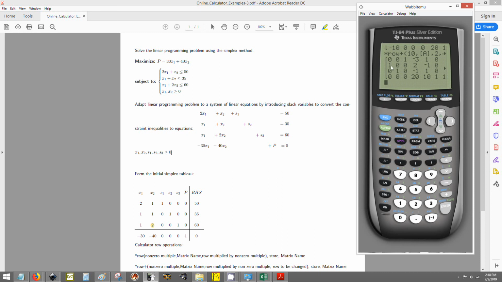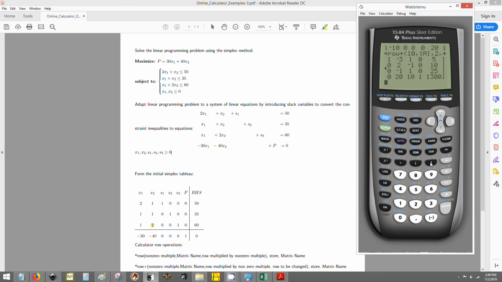Now x1, I look for the x1. This was the x1 column, so here's x1. What was its value? It was 10. And then I look for the value of x2. That will be on the third row because I have the x2 right here. And what was its value? It was 25. So the maximum value of P is 1300, and the x1 value is 10, and the x2 value is 25. And that is it.